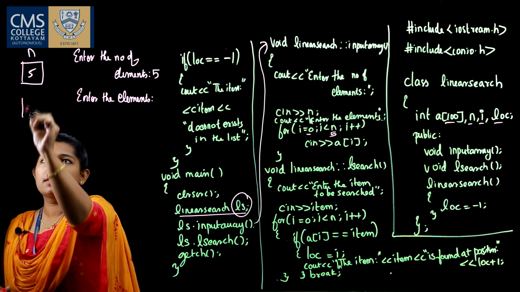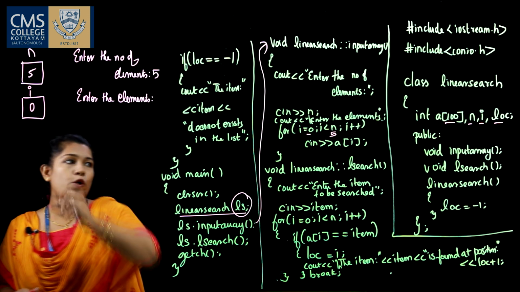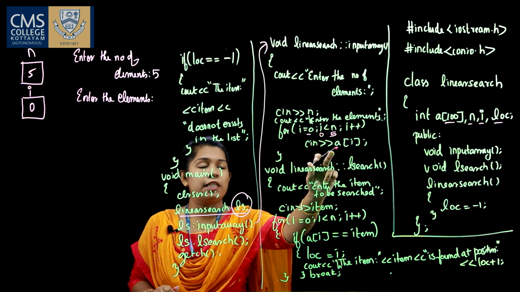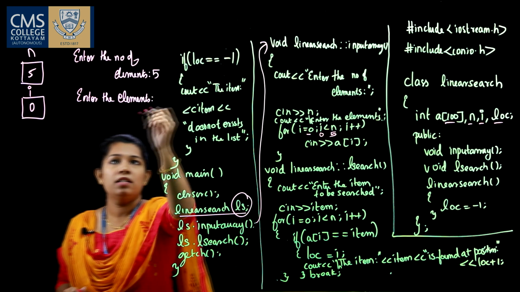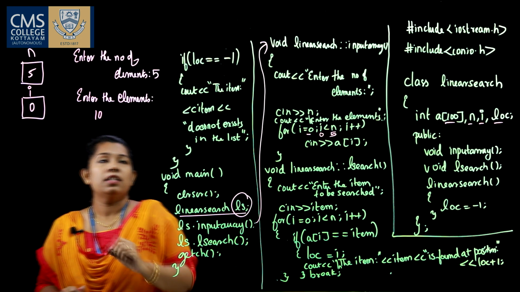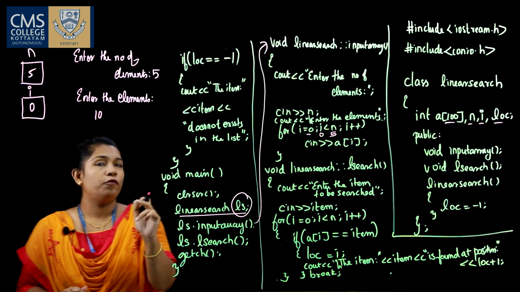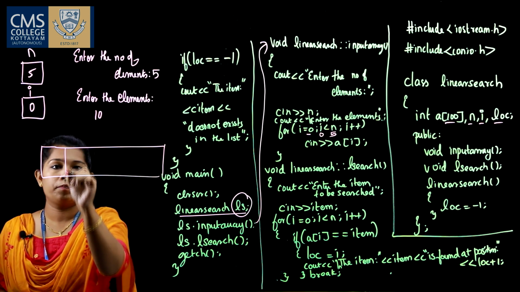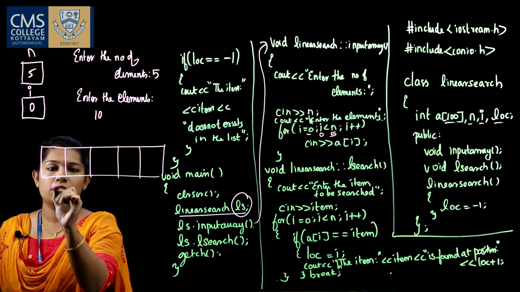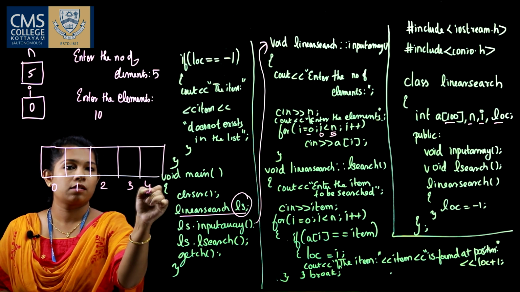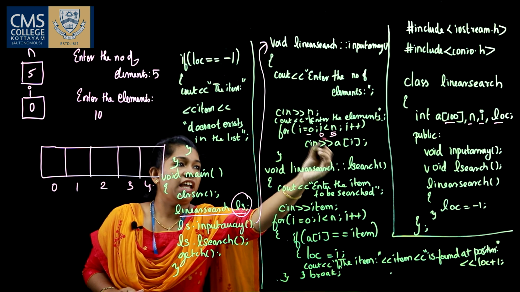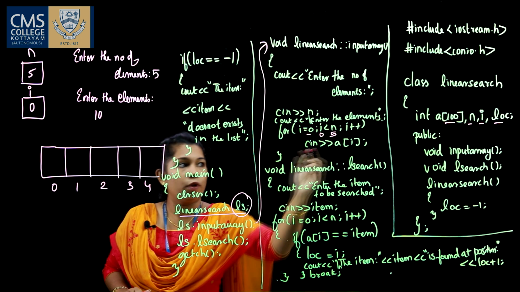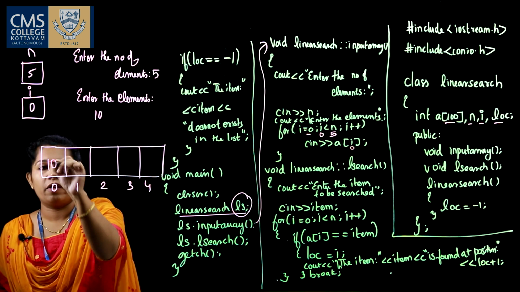So, my i value is 0 initially. 0 less than 5, the condition is true. I am executing the cin statement. So, I will enter a number, say 10. 10 will be stored in A of i. So, this is my array, and I mark the index like this. Now, what is A of i? A of 0. If I enter 10, this 10 will be stored in A of 0.